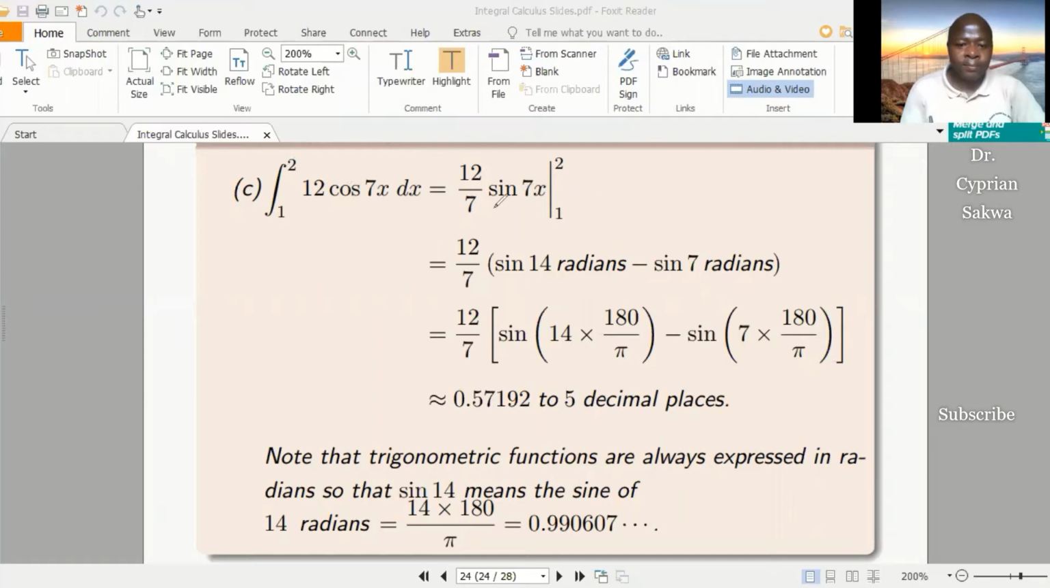Now we have our limits from 1 to 2, and we note that they are not angles, and we also note that trigonometric functions are supposed to be expressed in radians. So if I were to put the limits, this is what I would have: 12 out of 7 into sine 14 minus sine 7.